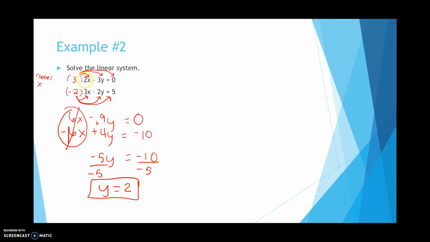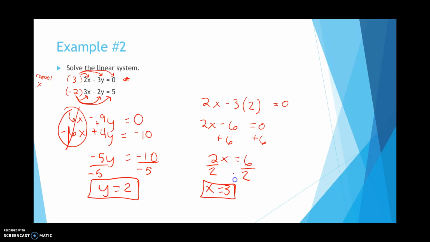I've solved for y. Now I choose one of my original equations to solve for my x. You can work with one of the originals up here. Doesn't matter which one. So here, I'll choose the first one. 2 times x minus 3 times 2 equals 0. Let's solve for x. 2x, -3 times 2 gives me -6. I'm going to add 6 to both sides. 2x equals 6, and I'm solving for x by dividing 2 to each side. So x is going to give me a value of 3.